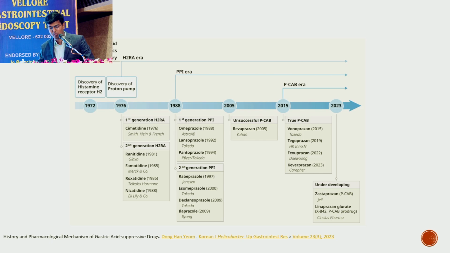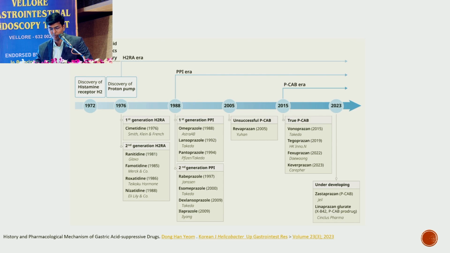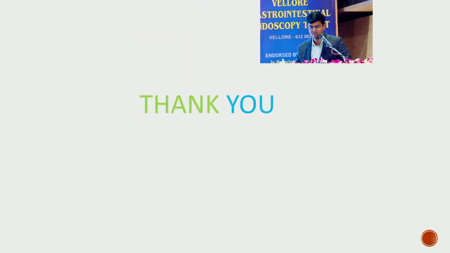So in summary, initially we used antacids, then came anticholinergics, then surgery. Prior to that, H2 histamine receptor blockers came in 1972, then in 1988 first-generation PPIs came into action. Then in 2014 it's the PCAB era. Thank you.